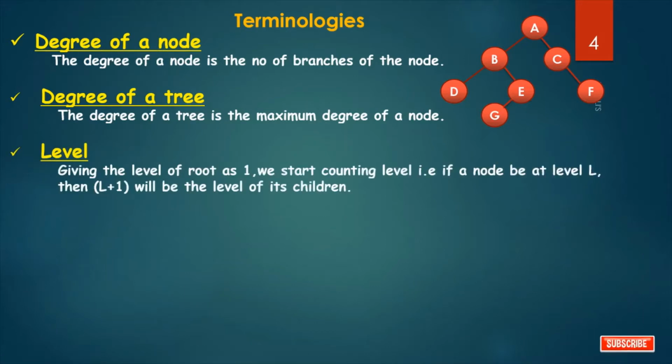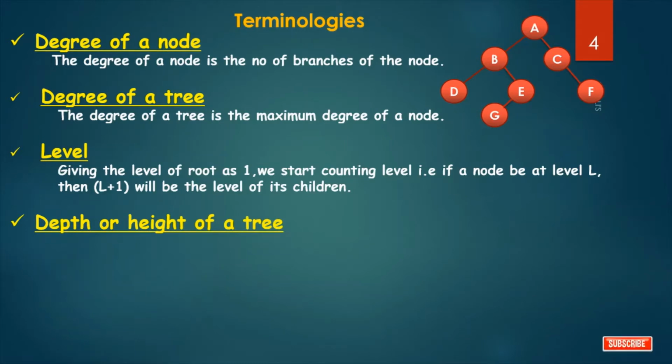Level. Giving the level of the root as 1, we start counting the level. If a node is at level L, then L plus 1 will be the level of its children. So, if I mark A as level 1, then B and C, the children, are at level L plus 1. Then D, E, F are at level L plus 2. So, it is 1, it is 2, D, E and F are 3 and G is 4. Here the maximum level is 4.